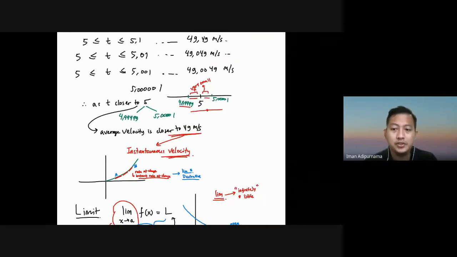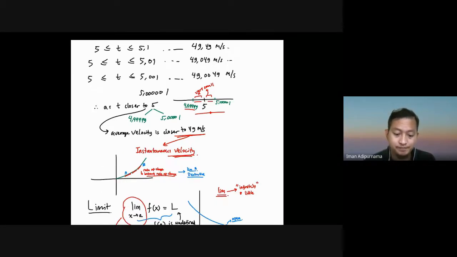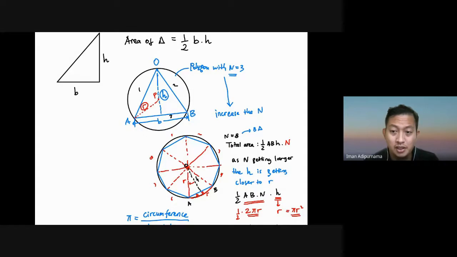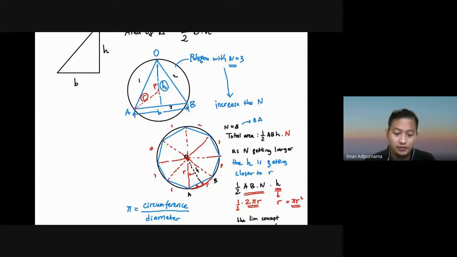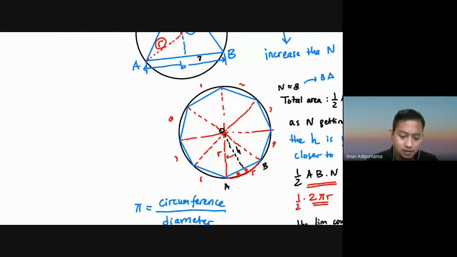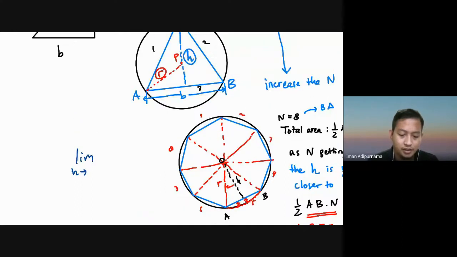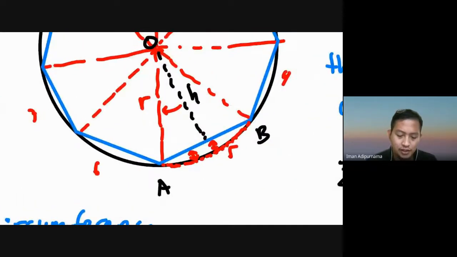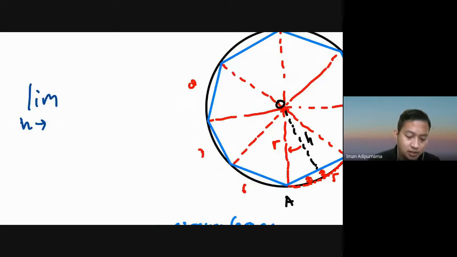Getting closer to something, approaching some number more and more, although it's not the number itself. That's basically what the limit is. Another application is geometric formulas. We can approach them using limits. For example, we have a polygon and we can try to approach the polygon into a circle. Let's say the limit as h approaches r, because the height of the triangle becomes more inclined with the radius.